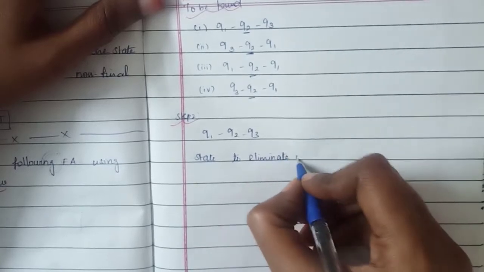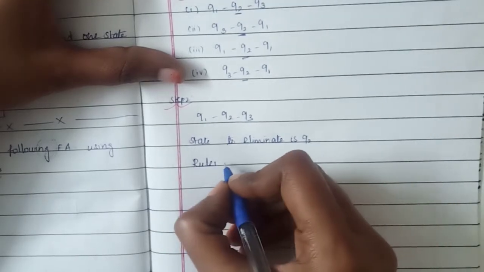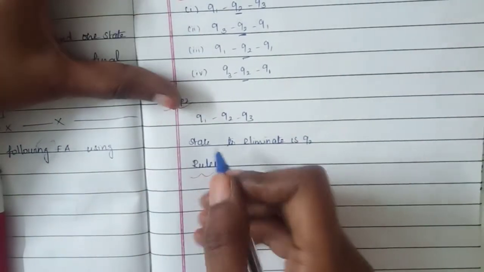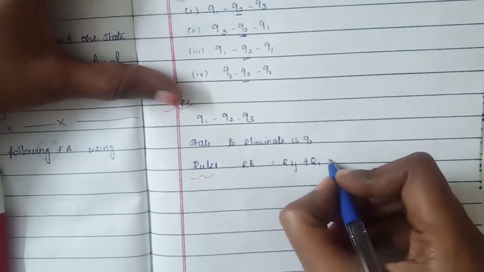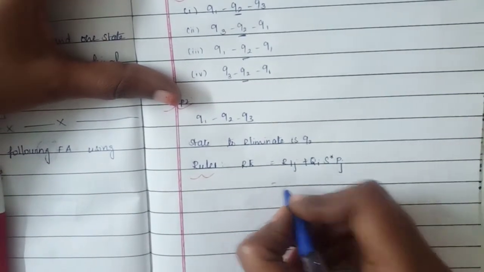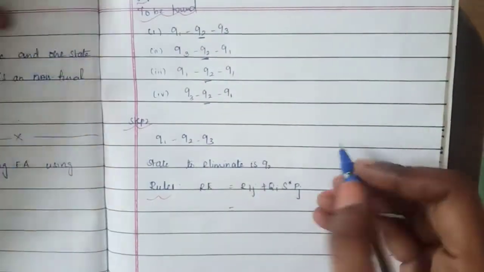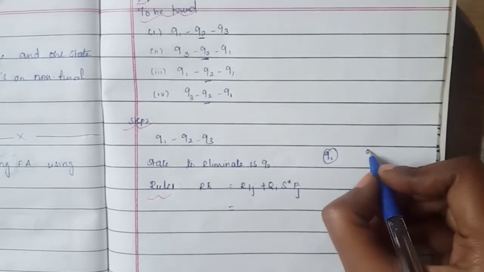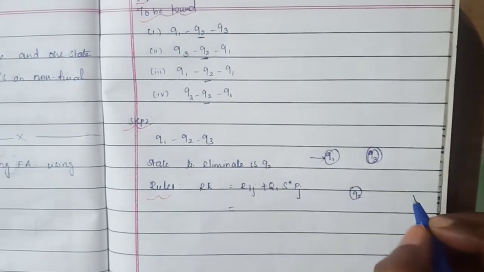Here the state to eliminate is Q2, so we have to follow rule 1. As per rule 1, the regular expression is Rij plus Qi S-closure Pj. We have to use this formula. So draw a diagram like this: my Q1 looks like this, this will be your Q3, and this is Q2.